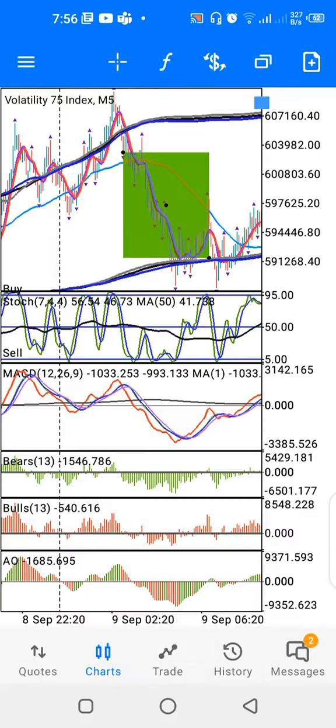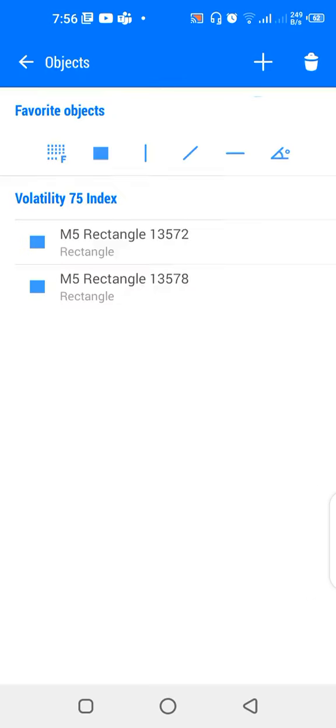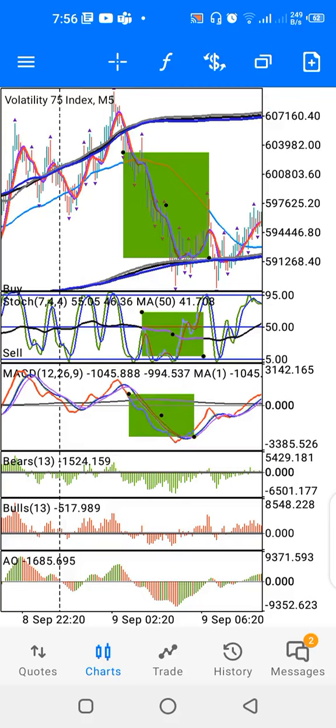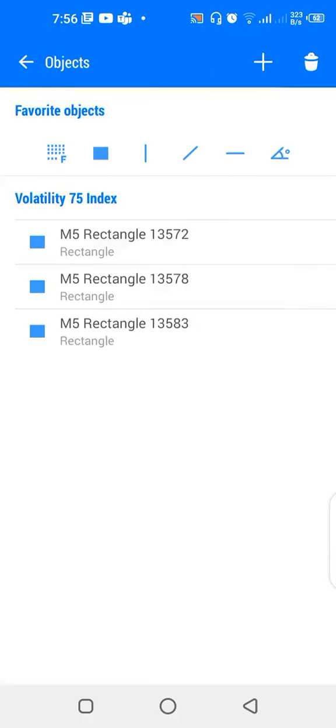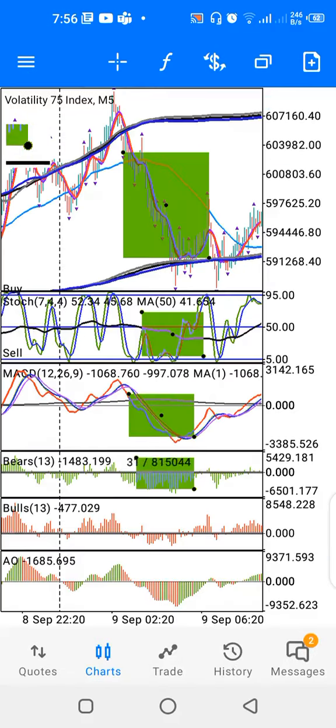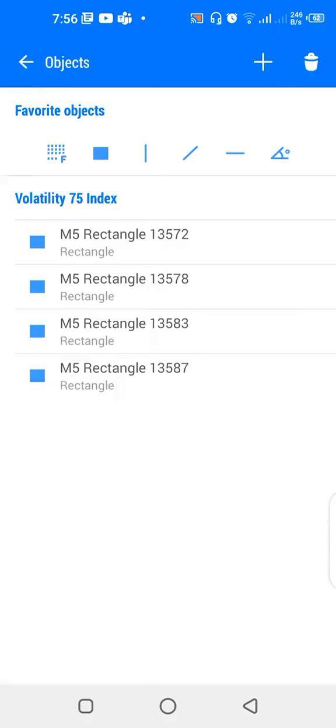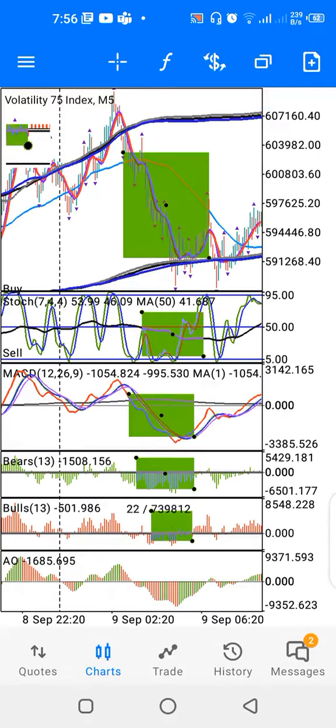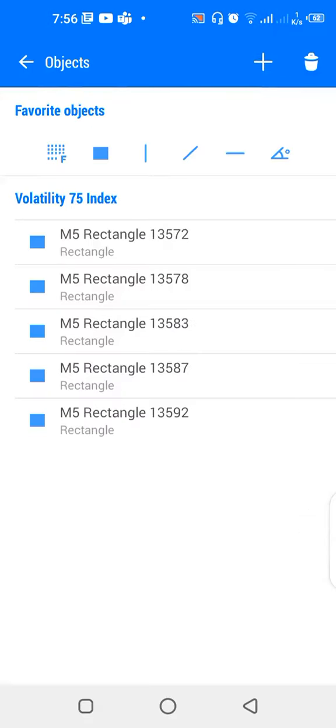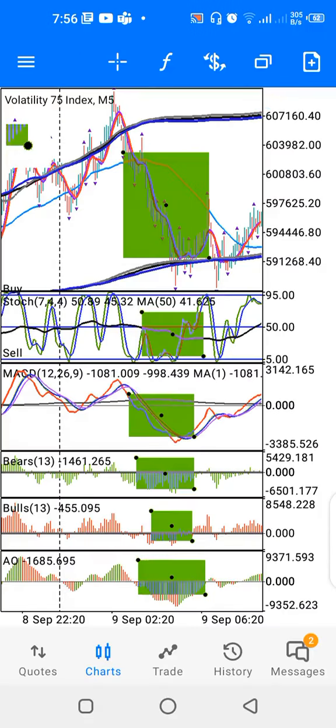This is indicator window 1, this is indicator window 2, indicator window 3, indicator window 4, and indicator window 5. That's 6 windows. All right.